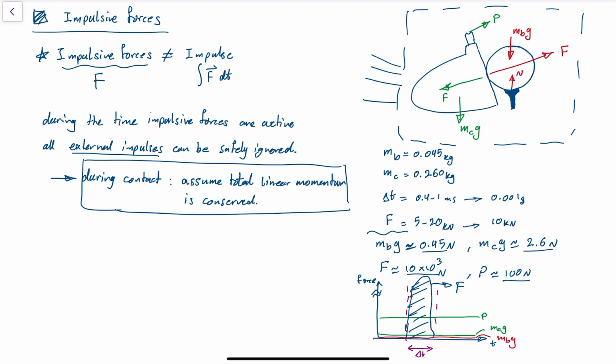It comes from the notion that just during that short period of time, all other impulses are small. The only thing dominating the dynamics is that internal force, but being internal, it doesn't affect the total linear momentum of the system. During contact, you can safely assume the momentum is conserved. Obviously, there is a little bit of error because the external forces, like gravity, normal forces, and force P, exist, but their effects are so small that we can ignore them.